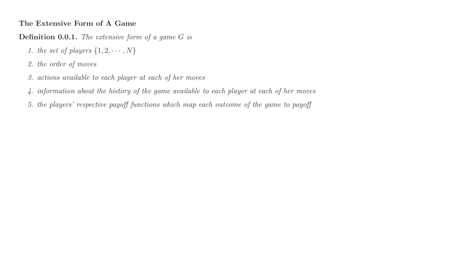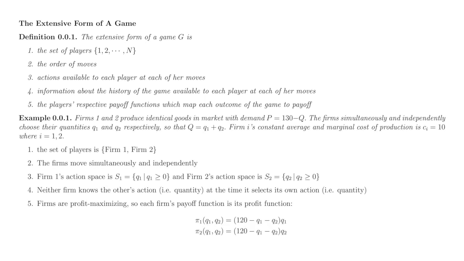Let's take a moment to consider the extensive form of Cournot Duopoly, a static game of complete information. Here is the normal form of Cournot Duopoly from video 9. In the case of static games of complete information, the normal and extensive forms coincide. The players and payoff functions are unchanged. The order of moves is the specification that players move simultaneously and independently. Each player has exactly one move, so actions and strategies coincide.